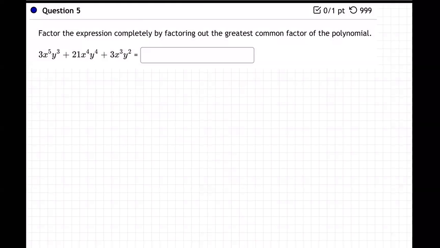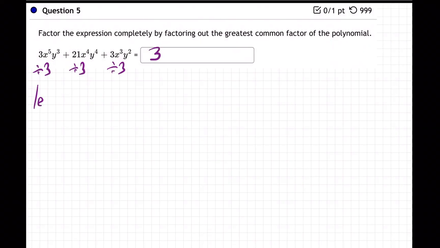Okay, so they want us to factor the expression, factoring out the greatest common factor. So looking at these three, you have to start by asking, what number divides into 3, 21, and 3? Well, they're all divisible by 3, aren't they? 3 goes into all 3. So we'll put that in the front first off.